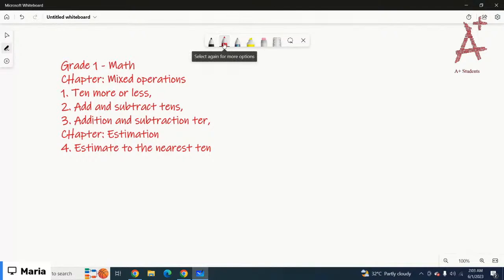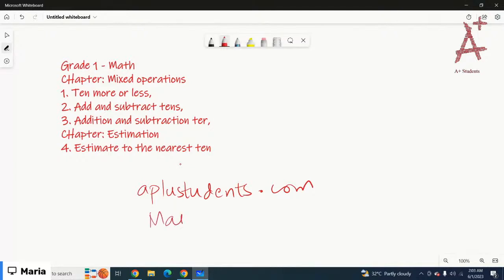You can find all the lessons on aplusstudents.com. You have to log in there using your email address and the password provided by the administrator. Then select math from the subject tab, scroll down to grade 1, and click on view all lessons. There you can find a list of the chapters.